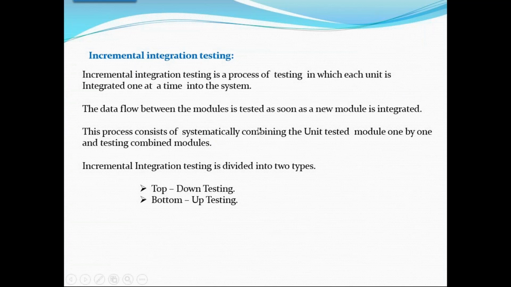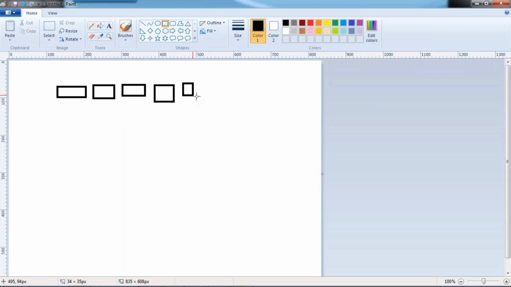The data flow between the modules is very important. It is tested as soon as a new module is integrated. Again one more module is added, again they check integration testing. Integration is nothing but combining two modules and checking the data flow between them. Only a single line definition. In an interview they will ask what integration testing is. Integration testing means combining the two modules, checking the data flow between the modules, and checking whether the two modules are working properly or not.